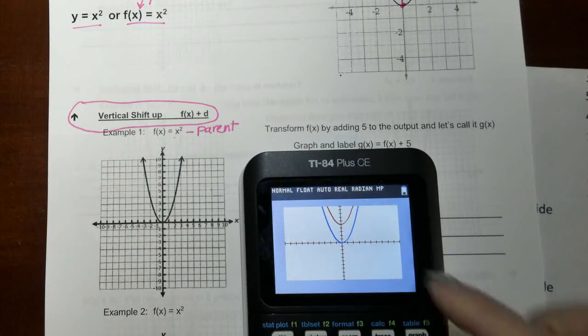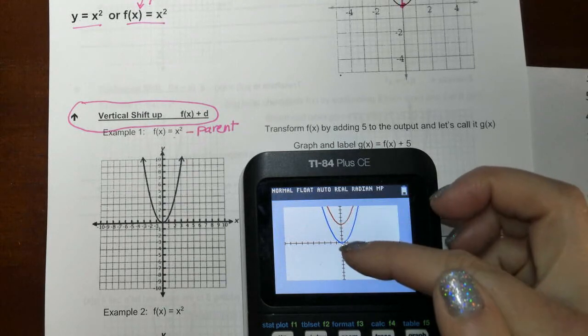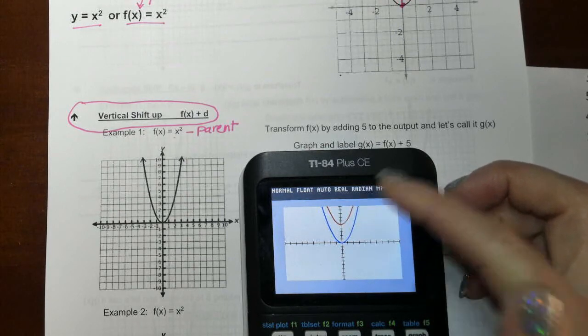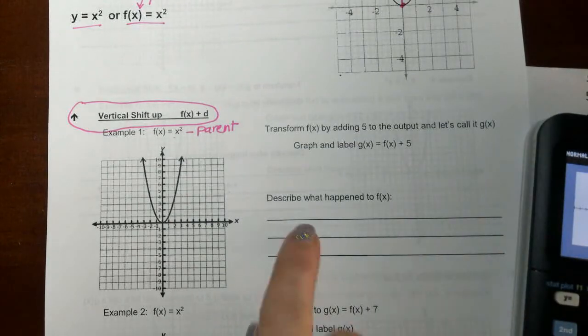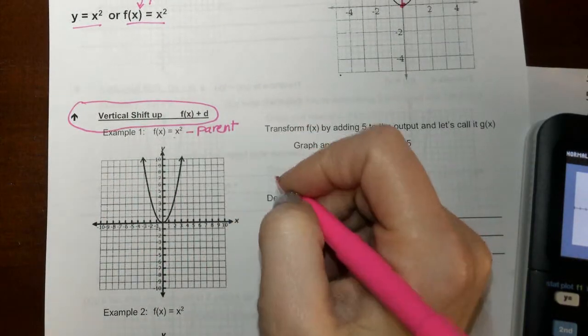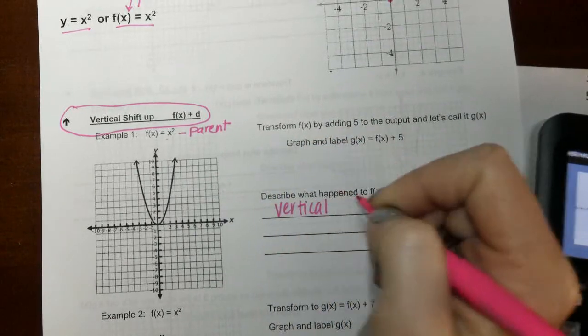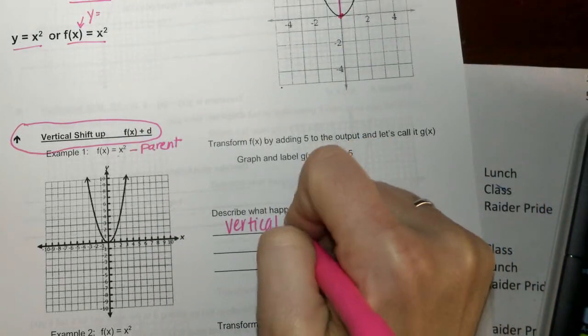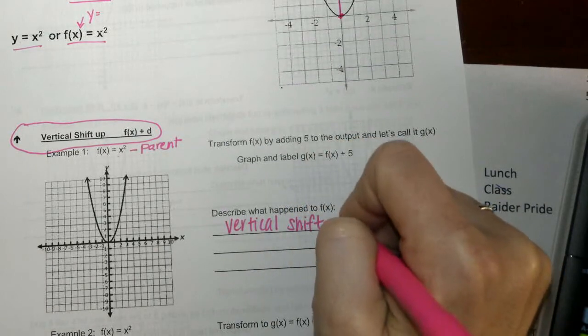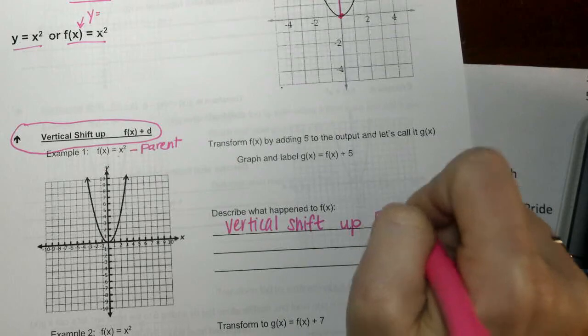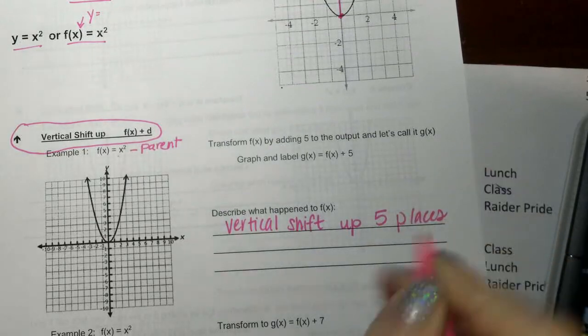Okay, so you can see here, it's the same parabola. It is just moved up, or shifted up 5, so that now it's going through the y-intercept at 5. So what happened? It moved up, a vertical shift up 5. Okay?